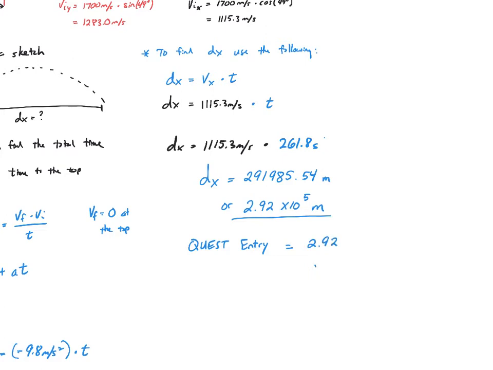When you're entering these into Quest for scientific notation, you can use the e plus 5. Now e stands for times 10 to the power of. It's in positive 5, so we put the plus sign in. We should be good to go. Thanks.